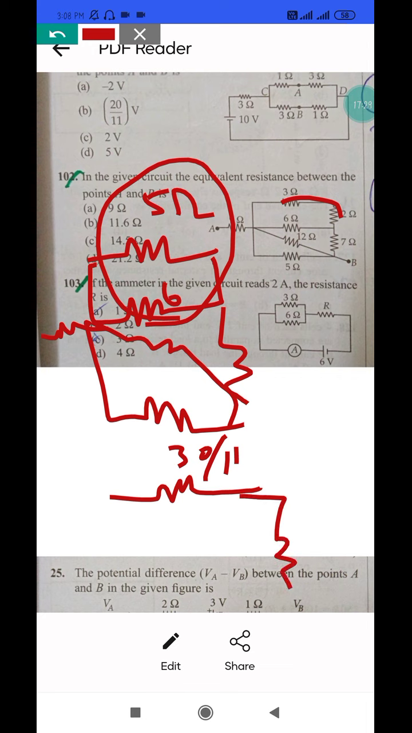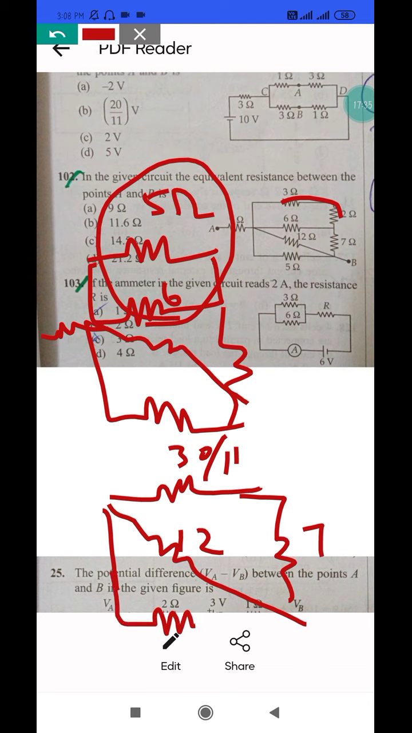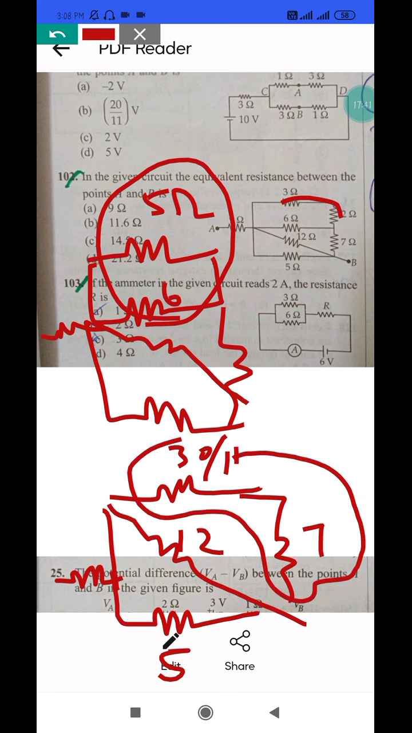Here you have 7 ohm, and here you have 12 ohm, here you have 5 ohm, here you have 9 ohm. So this 30 by 11 and the 7 ohm resistance are connected in series. So the total combination will turn out to be 107 by 11.